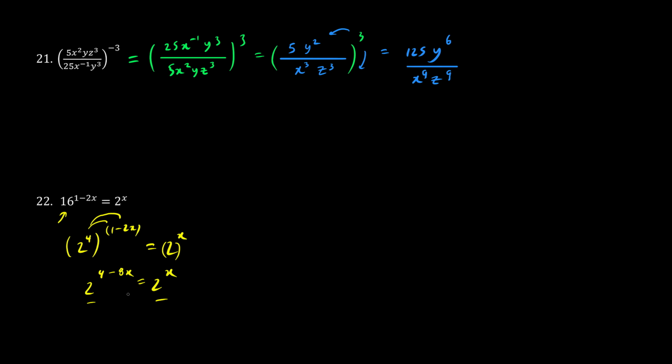The bases are the same, and so must be the exponents. 4 minus 8x is equal to x. We'll throw the negative 8x over, so we have 8x plus x is 9x is equal to 4. Divide both sides by the coefficient of x. The final answer is x is equal to 4 over 9.